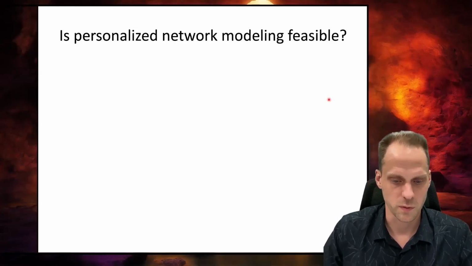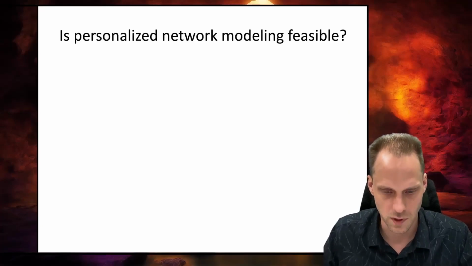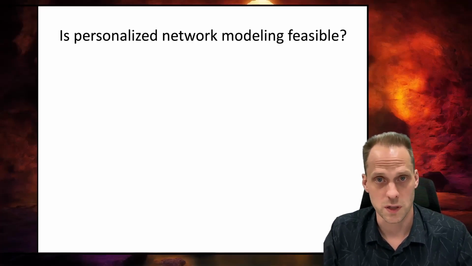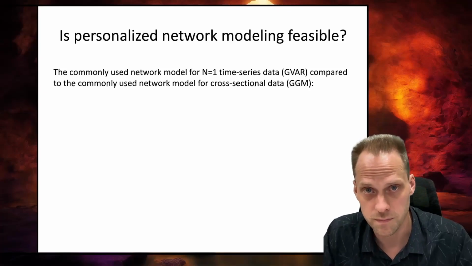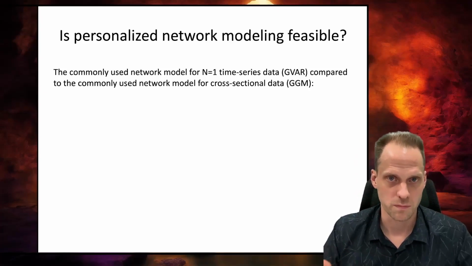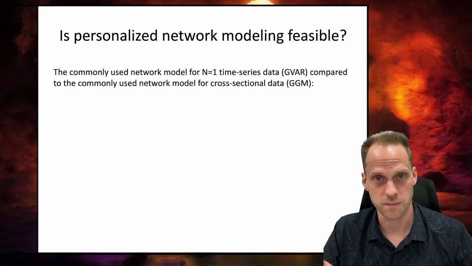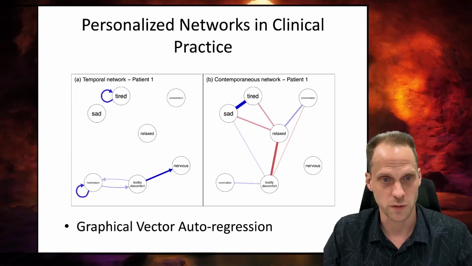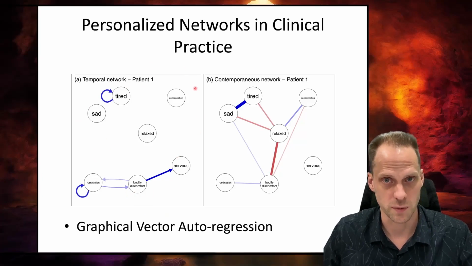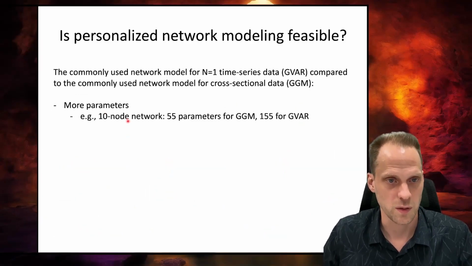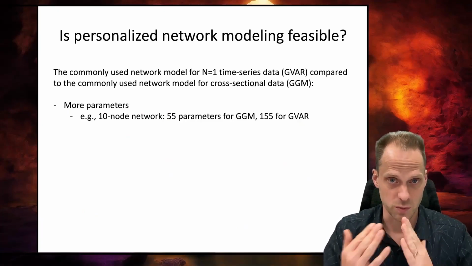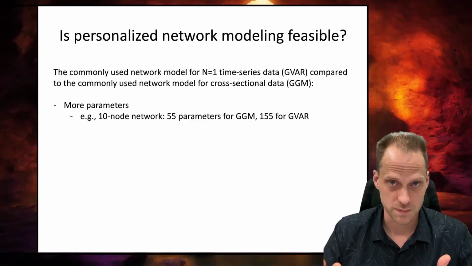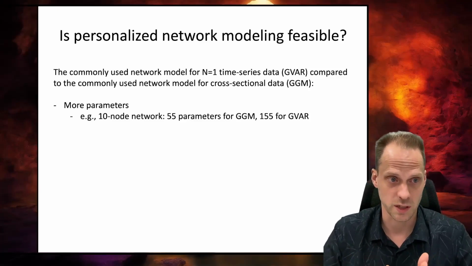And I was a bit worried about that. I still am. Because if we compare this type of N=1 network, the graphical VAR network, to what we use in cross-sectional data, we might see that it's just much more complicated than what we do in cross-sectional data, right? So here we see two networks. We add all these potential temporal effects. So that means that the networks that we estimate from time series data are just more complex, include more parameters than the network that we estimate from cross-sectional data.